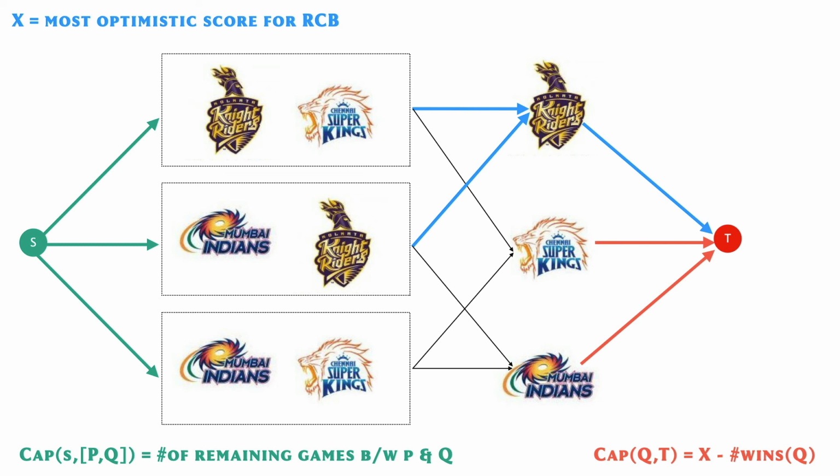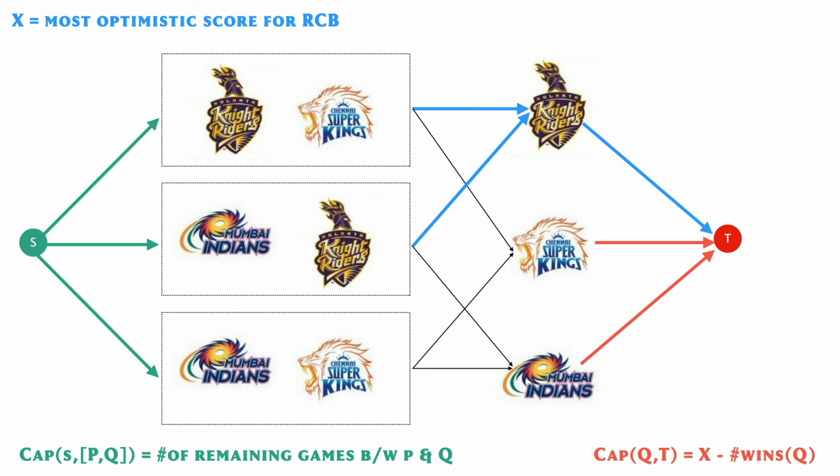Therefore, to answer the question, all you have to do is run the max flow algorithm on this flow network and check if the value of the maximum flow is equal to the number of matches that remain, not counting the ones involving our team, because those we set in the beginning greedily anyway. So that's essentially the crux of this formulation, and there are a few interesting things that you can think about from here.